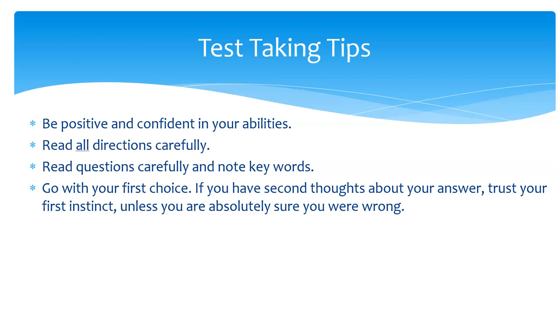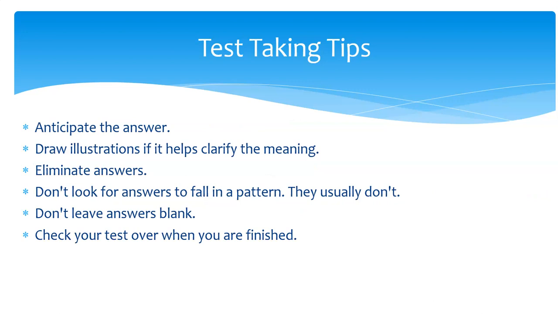Go with your first choice. If you have second thoughts about your answer, trust your first instinct unless you're absolutely sure you were wrong. And there are times that students have gone back and changed the question to a correct answer. Remember, if you're unsure, there is a way to mark that question for review. Anticipate the answer. What that means is read the question, maybe even put your hand over the answers on the screen, and in your brain come up with the correct answer, and then look at the answer choices.